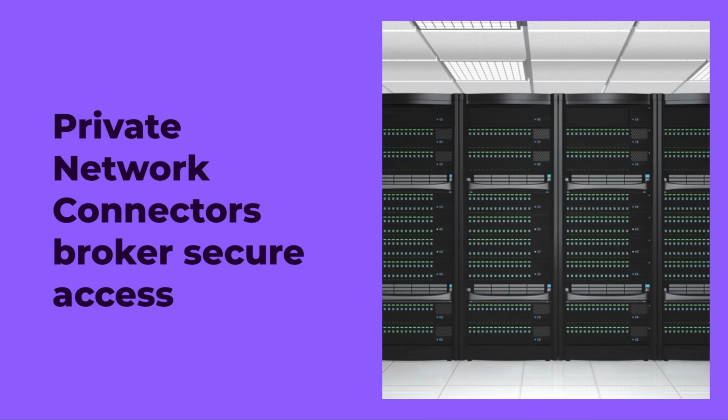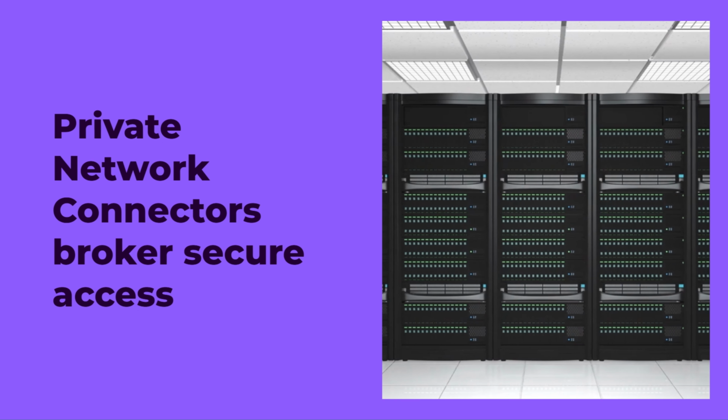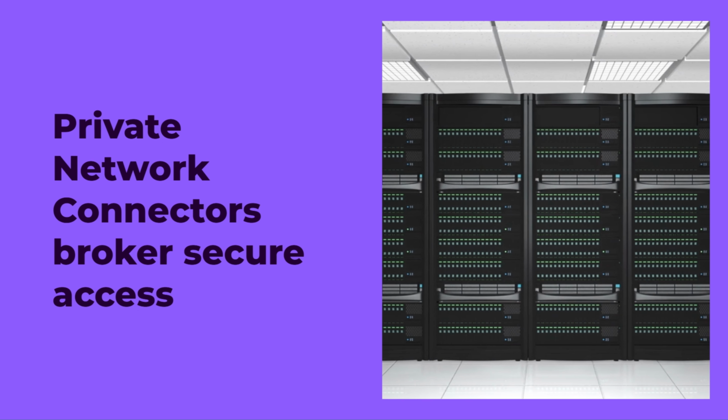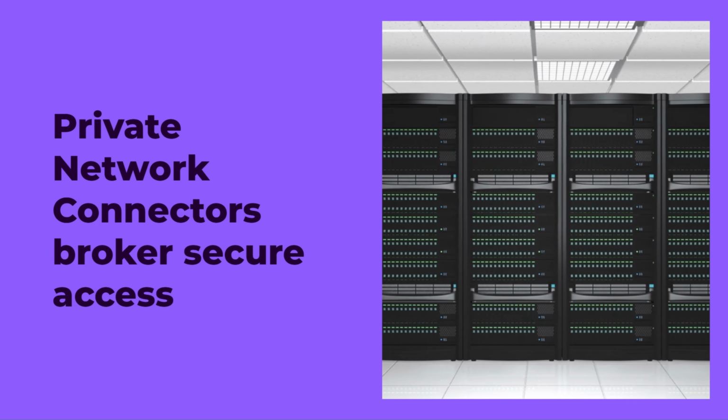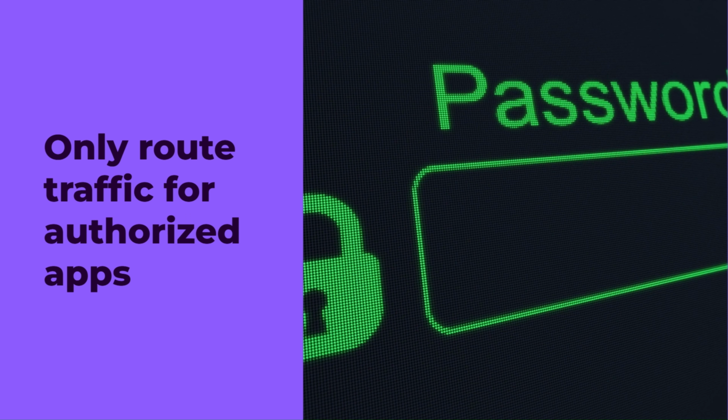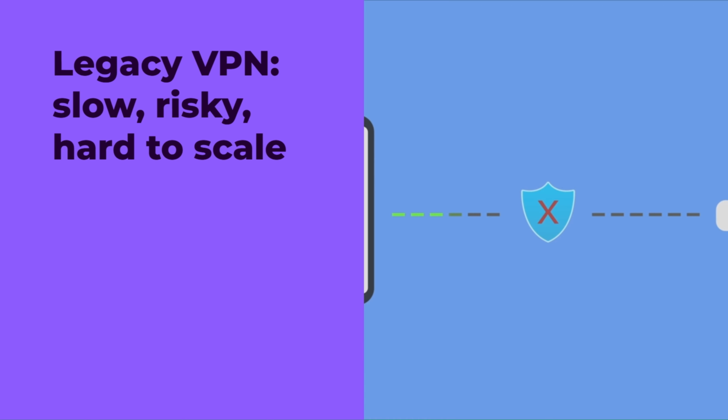At the core are private network connectors. These sit securely inside your corporate network, acting as trustworthy brokers. They only route traffic to the specific internal apps users are allowed to access, nothing else. And that's the critical difference. Legacy VPNs send all user traffic through the corporate network. That means slower performance, increased risks, and complicated scaling.